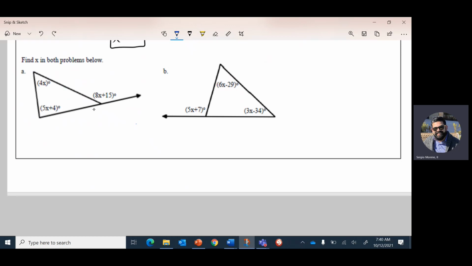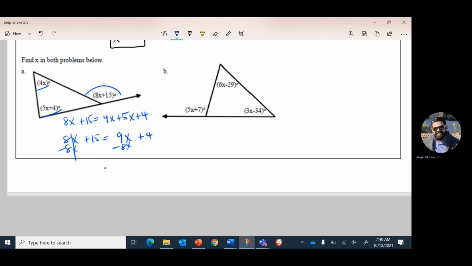So when I go ahead and put that, okay, well, it's 8x plus 15 is equal to these other two angles added up. So 4x plus 5x plus 4. Okay, so I would get 8x plus 15, simplifying here, equals 9x plus 4. I'm going to subtract 8x from both sides. And then I'm left with 15 is equal to x plus 4. Last step there, x is equal to 15 minus 4, which is 11.